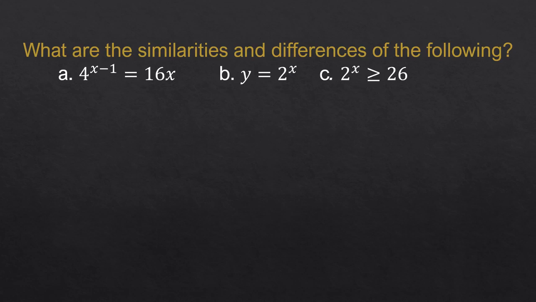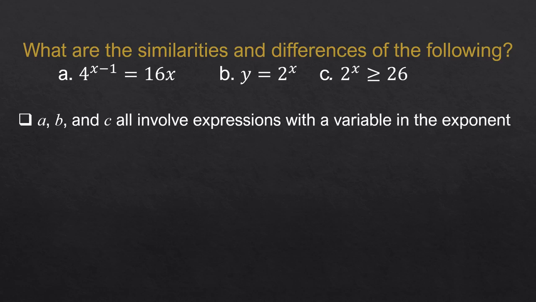This time, let us determine the similarities and differences on the following mathematical sentences. For letter A, we have 4 to the x minus 1 power equals 16x. B, y equals 2 to the x power. And letter C, 2 to the x power is greater than or equal to 26. Again, what are the similarities and differences of the following?